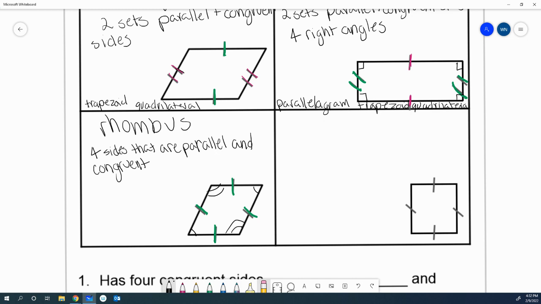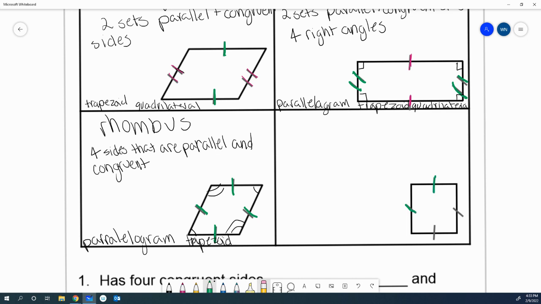Rhombus. So we're looking for other things we could call it. It can't be a rectangle because there's no right angles, but it can be a parallelogram and a trapezoid because it has at least 1 set of parallel sides. And of course, a quadrilateral. Looks good. And this last one, you should be able to identify super easy.